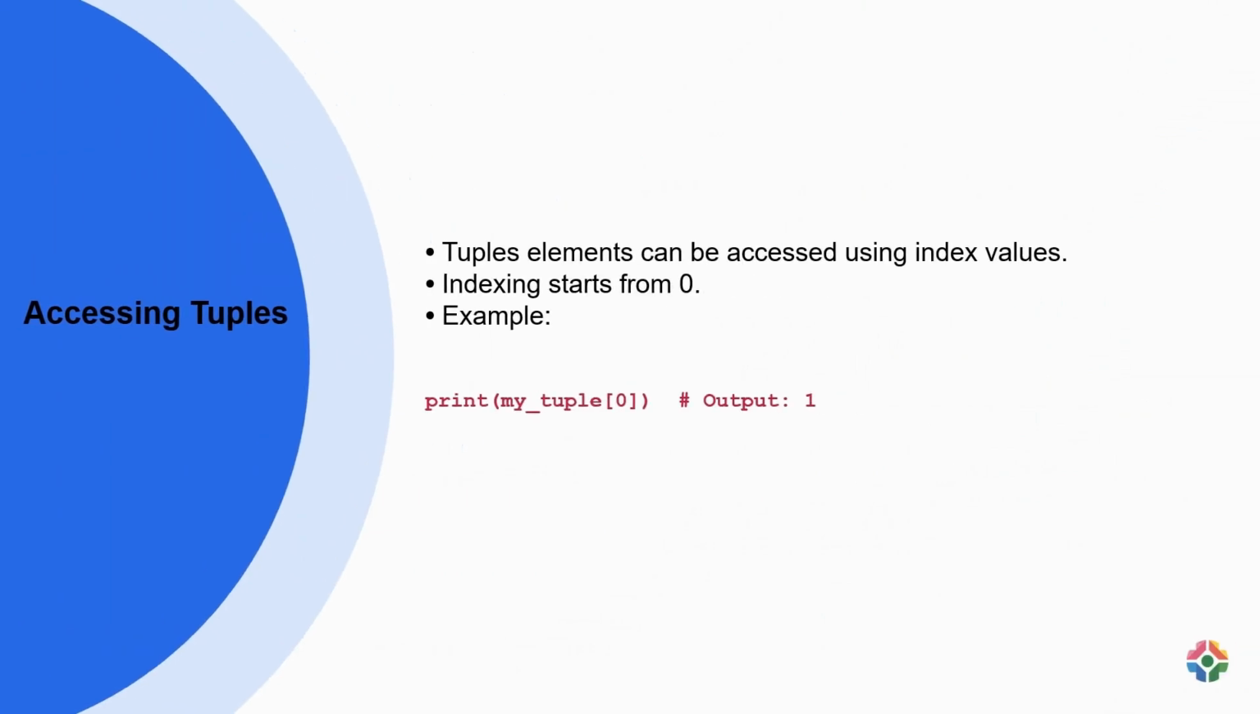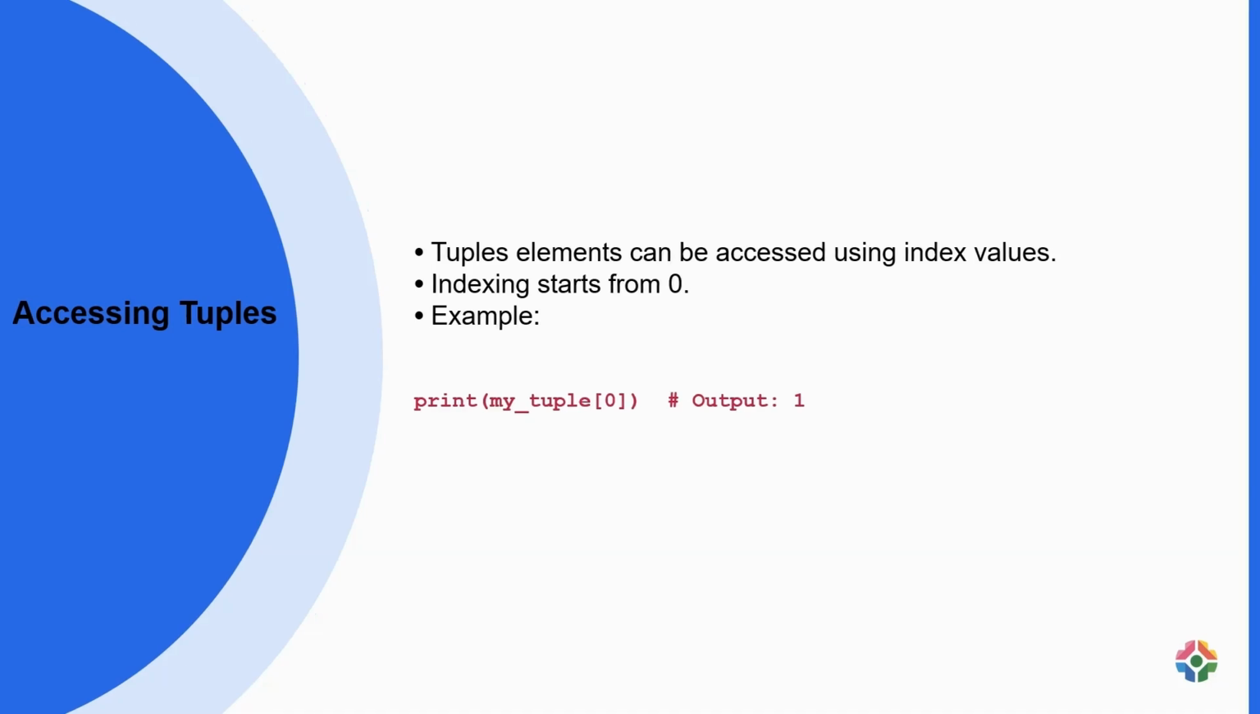Tuples in Python are ordered collections of elements, where each element can be accessed using index values. The indexing of tuple elements starts from 0. For example, if we have a tuple named myTuple containing elements 1, 2, 3, myTuple[0] will output 1.